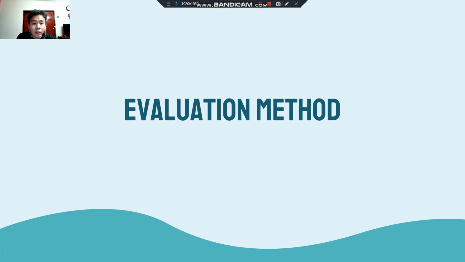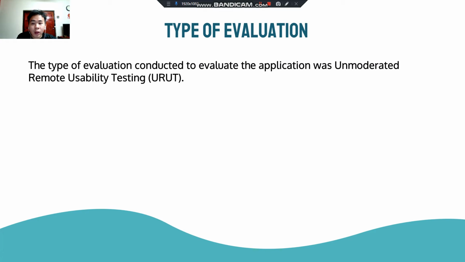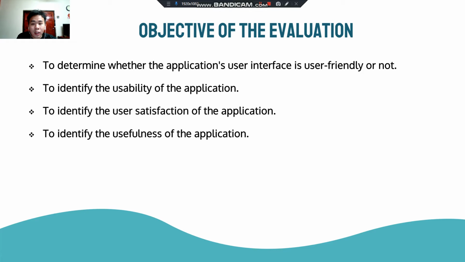For the evaluation method, the type of evaluation conducted to evaluate the application was unmoderated remote usability testing, which is URUT. For the objectives of the evaluation, first, to determine whether the application user interface is user-friendly or not. And then next, to identify the usability of the application. In addition, to identify the user satisfaction of the application. And lastly, to identify the usefulness of the application.